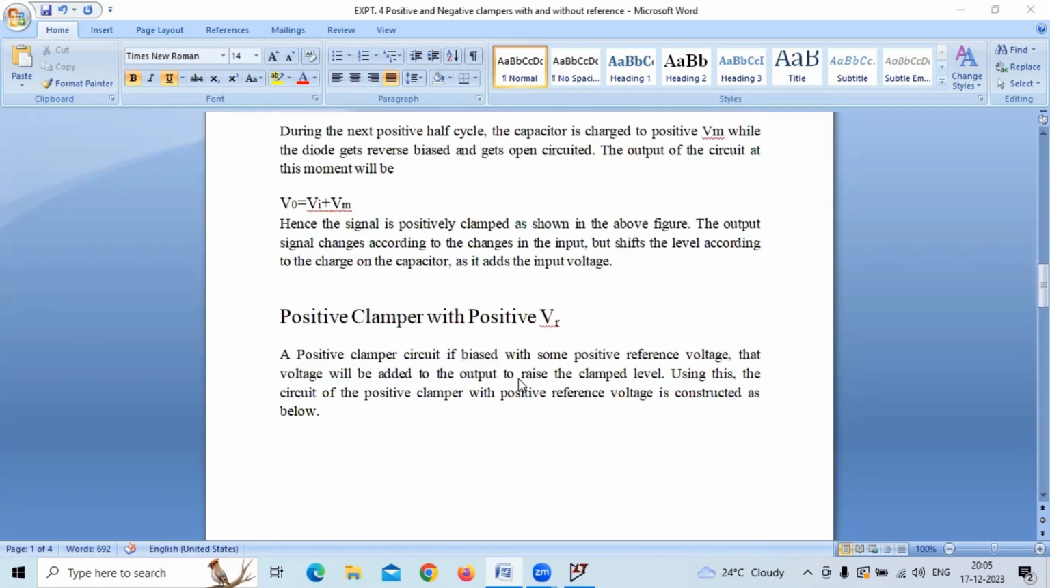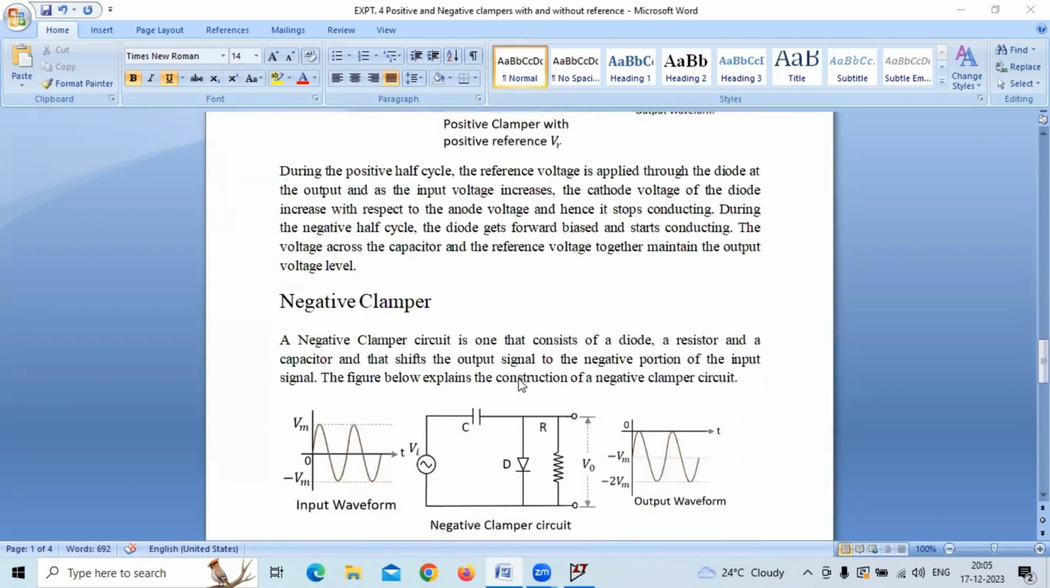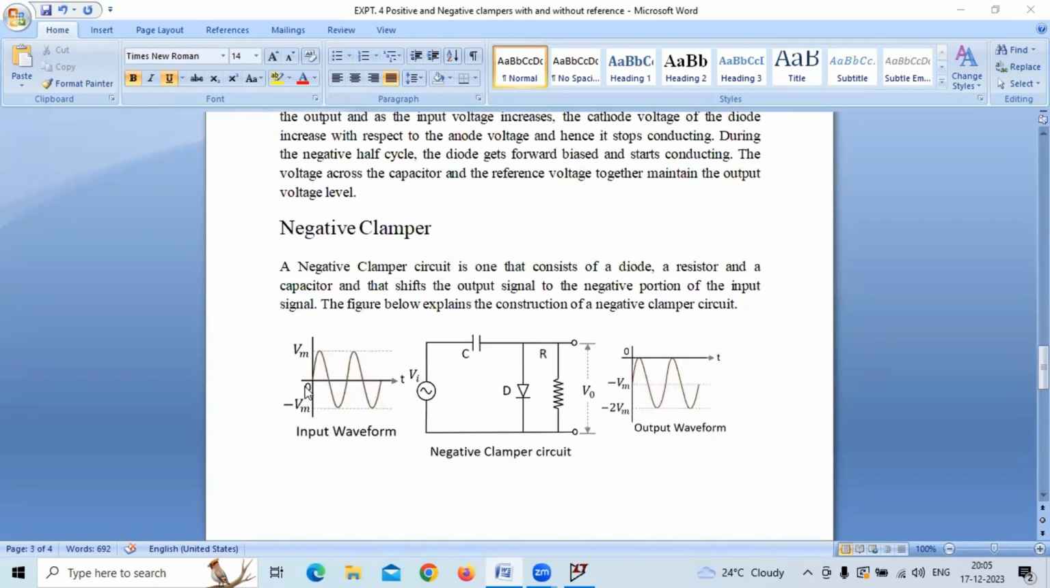And for negative clamper, we can see here, if this is the input, the waveform is shifted below. It means we will shift the waveform either above or below. Positive clamper means we are shifting it above this zero level. Negative clamper means we are shifting this waveform below the zero level.